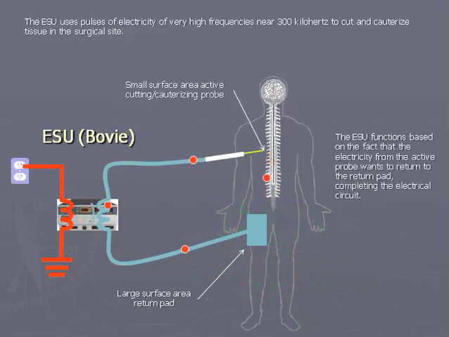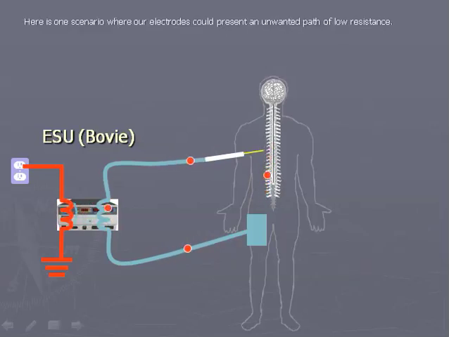The ESU functions based on the fact that the electricity from the active probe wants to return to the return pad, completing the electrical circuit. Which path will it take? The desired intended return path is the body, but it is important to remember that the electrical current will follow the path of least resistance, even if the path of least resistance is some unwanted pathway near or on our patient.